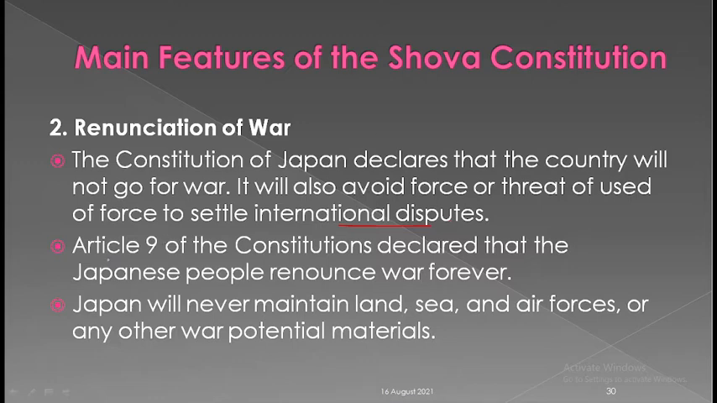Apart from that, this is the most peculiar article of the Constitution of Japan. Article 9 declares that the Japanese people renounce war forever. Moreover, Japan will never maintain land, sea, and air forces. In other words, they will not have any military forces or any other war potential.